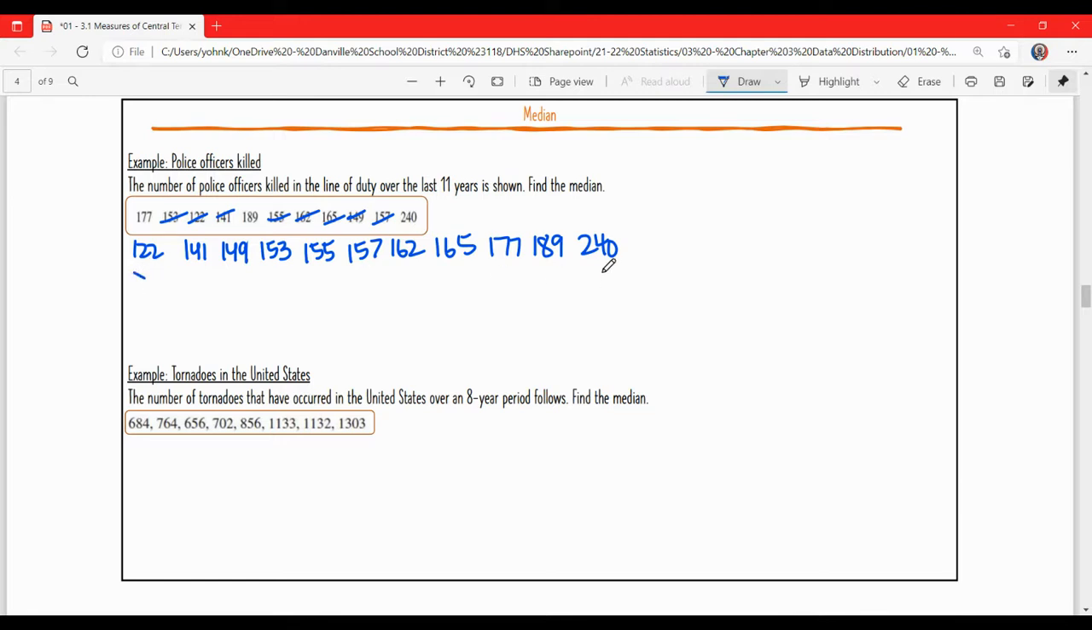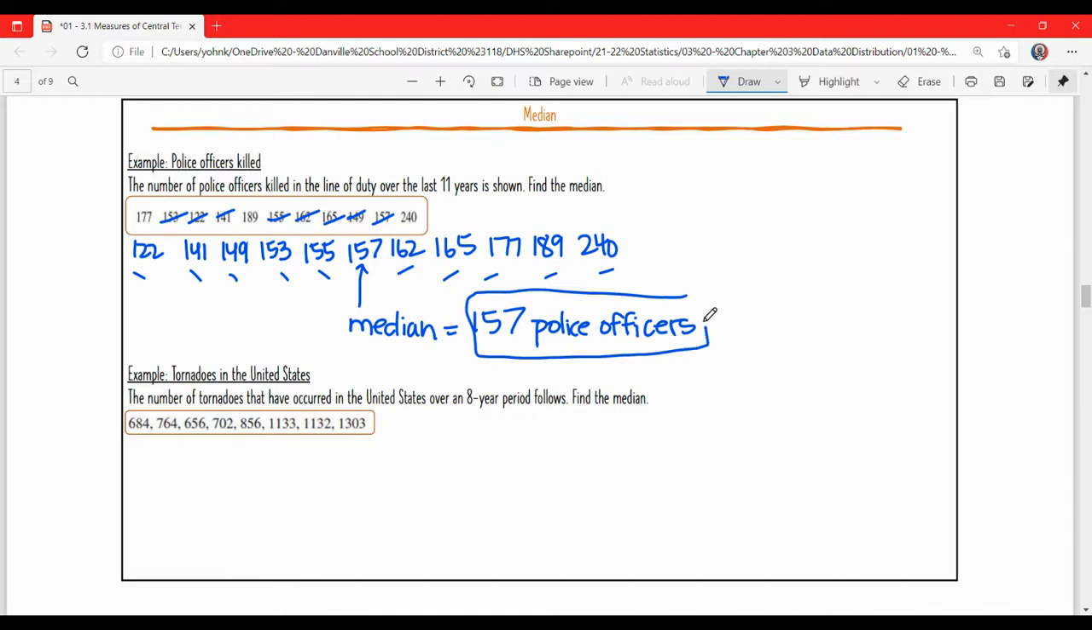All right, we got this one, and then we got this one. And we got this one, and we got this one. And then this one, and this one. This one, and this one. This one, and this one. Here's the median. The median is equal to 157 police officers. All right, so that's what you do when you've got an odd number of values.